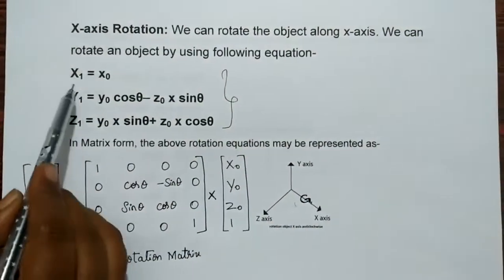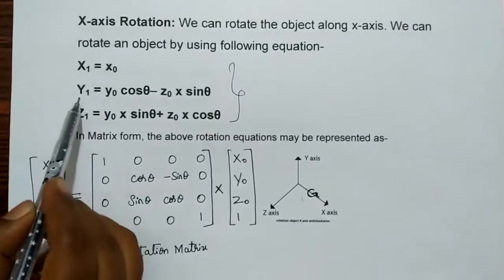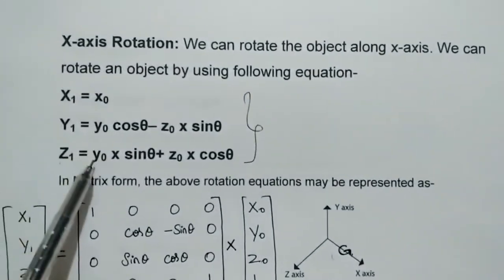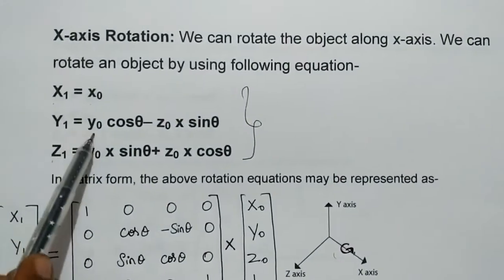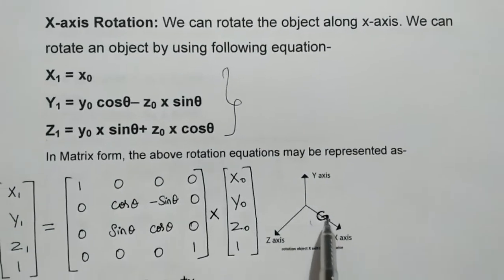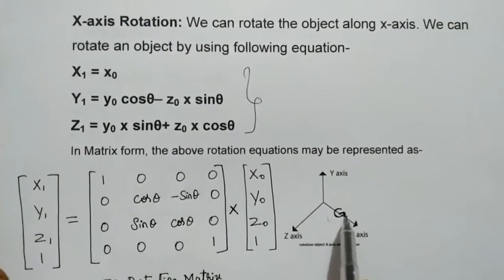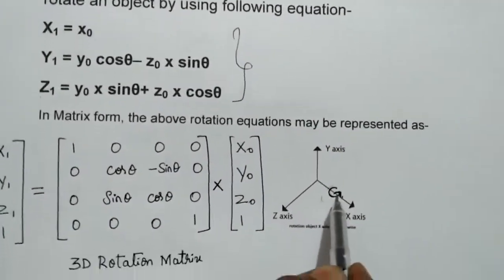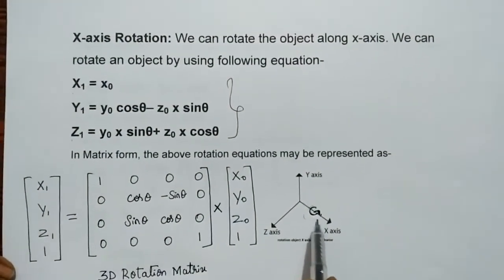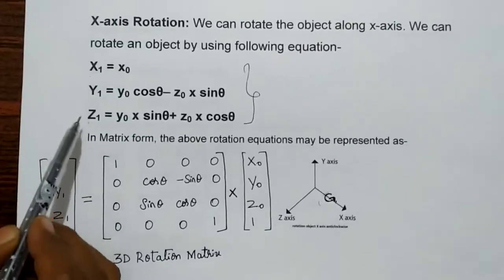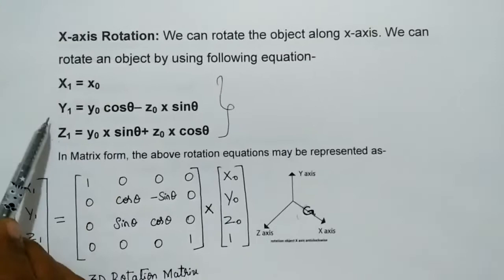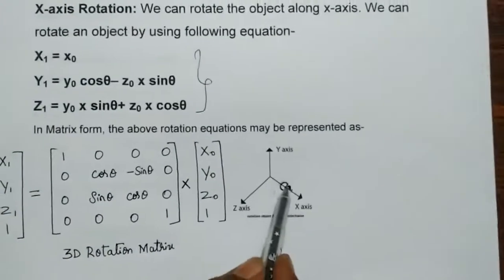They are x1 is equal to x0, y1 is like this, z1 is like this. What are these? x0, y0 and z0 are the coordinate values of an object or a point before rotation. After rotating an object in a 3D plane, we will get the new coordinate values, x1, y1, z1.